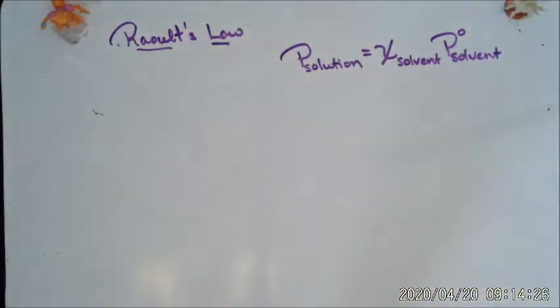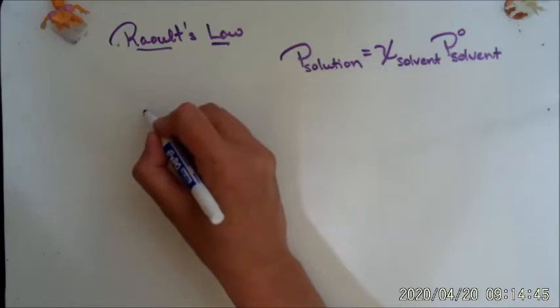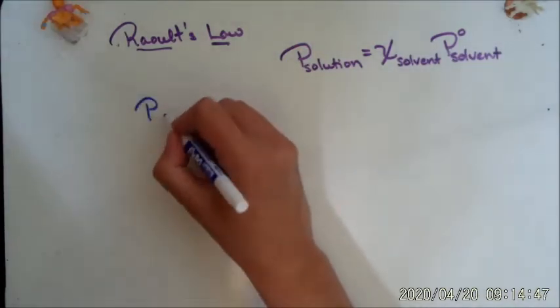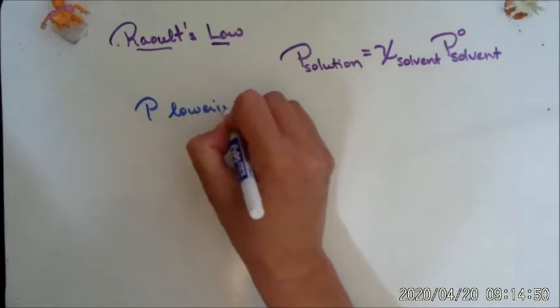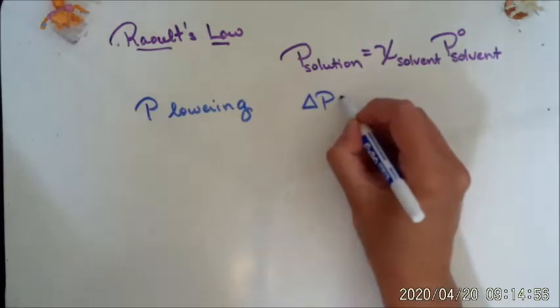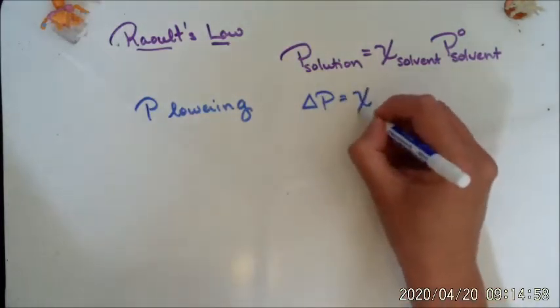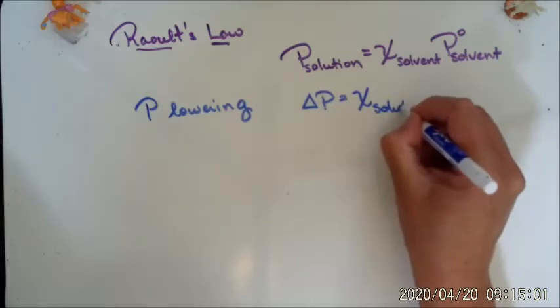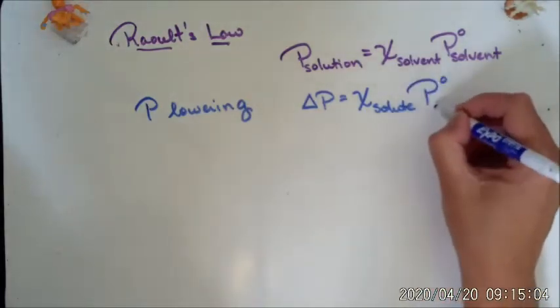Okay, so two things we're going to do. One, let's derive this equation, and then two, let's go through and do a problem. Okay, so how do we derive it? Okay, so vapor pressure lowering. If you look at the change in my vapor pressure, it's going to be equal to the mole fraction of my solute times the pressure of my solvent.